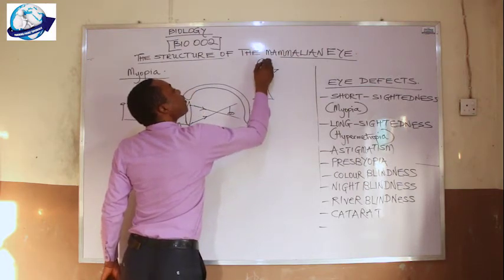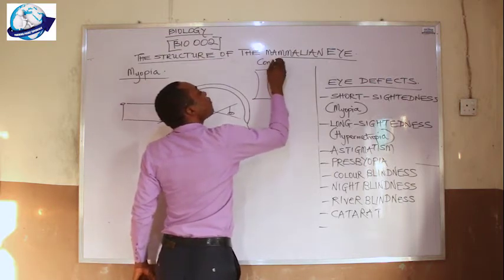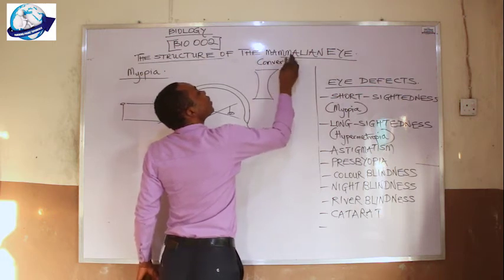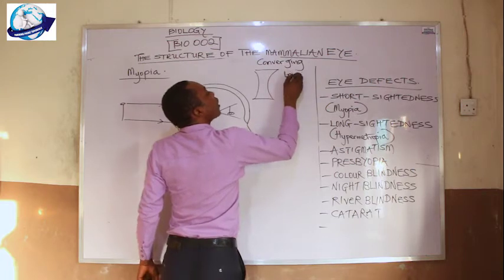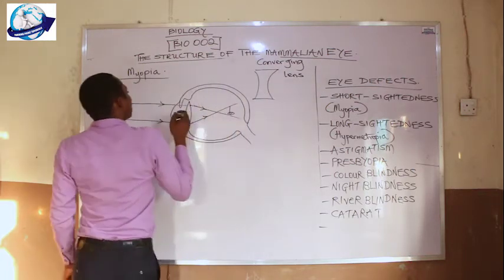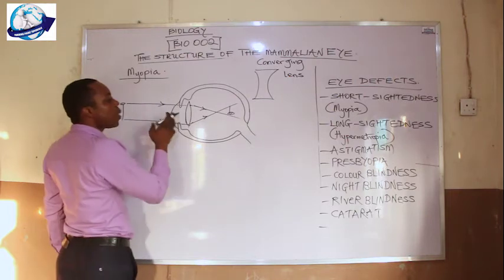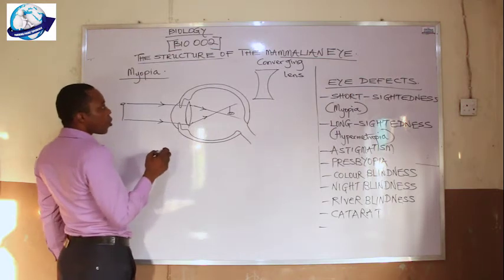Concave lens is also called a diverging lens. And this lens, when you place it in front of the eyeball, will help to push the image straight to the retina. That's the correction.